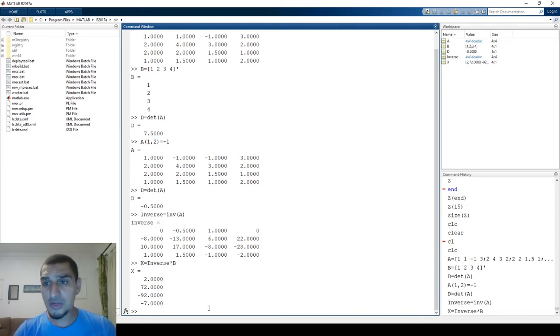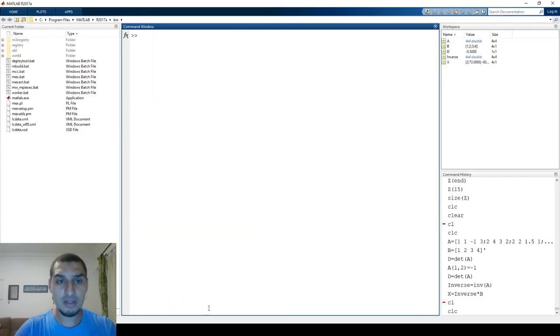There are other operations that are very useful in Matlab. We didn't talk about them last time, but there are basic operations like addition, subtraction, multiplication, and stuff like that. So I'll clean this, and now let's define a matrix M. It's 1, 2, 3, 4, 5, 6, 7, 8.